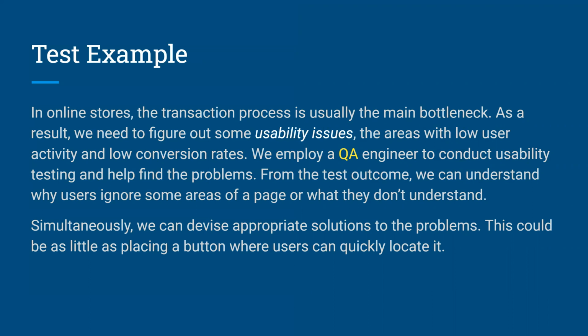From the test outcome, we can understand why users ignore some areas of a page or things that they may not understand as presented to them on the page. And simultaneously, we can devise appropriate solutions to these problems, which could be as simple as placing a button where a user can access it quickly.